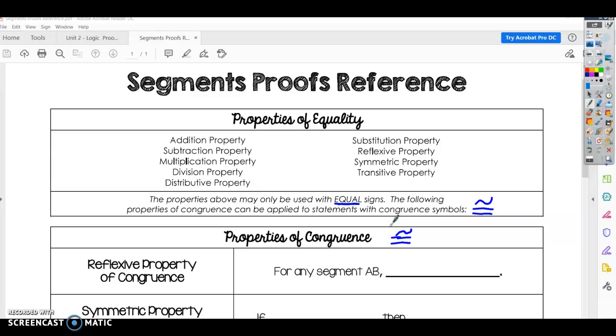All right, so the first one says the reflexive property of congruence. And so we're going to say for any segment AB, okay, remember a line segment is going to have a little line over it to show that that is a line segment, and then we have the congruent symbol. For any segment AB, AB is congruent to AB because that's the reflexive property. Just like with properties of equality, when you're talking about line segments that are congruent, the line segment would still be congruent to itself.